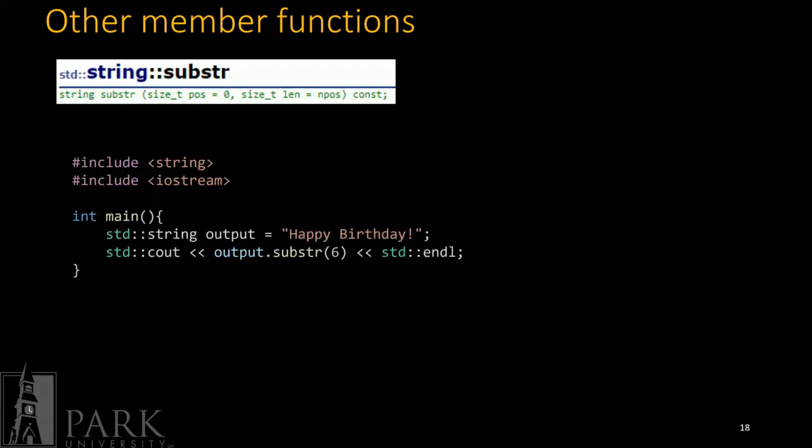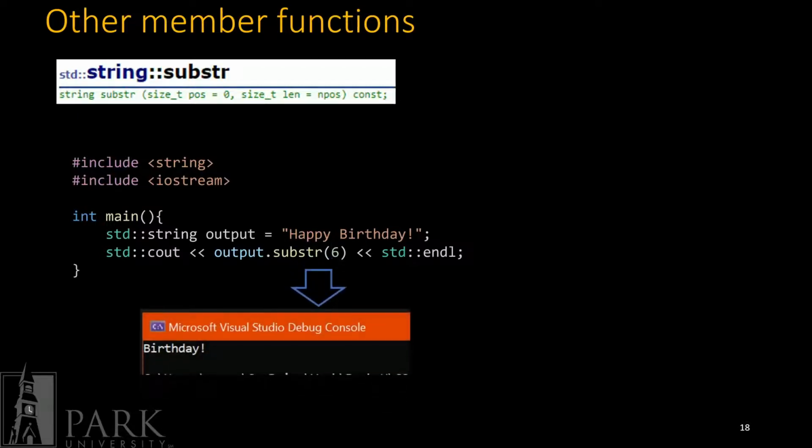In this example here, you can see we are using the substring method, or member function as it's known in C++, to output the text happy birthday, right? So our output is equal to happy birthday, and we're calling substring, starting at the 6th position all the way to the end, right? Because it's using that npos as a default value. All right, and that's going to result in that output. Okay.